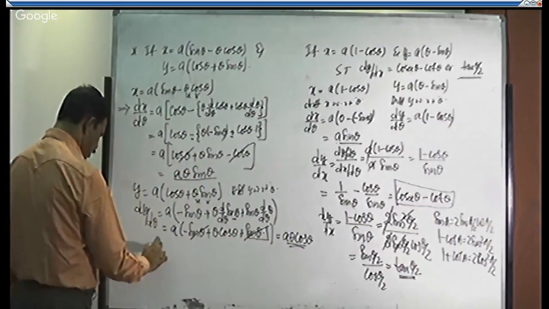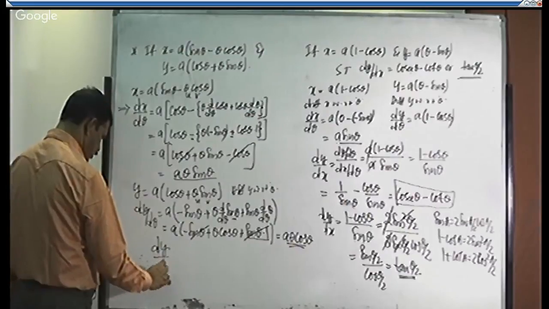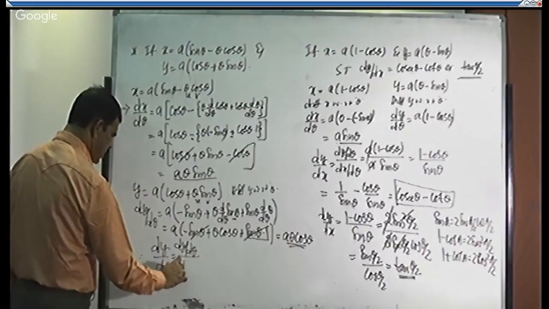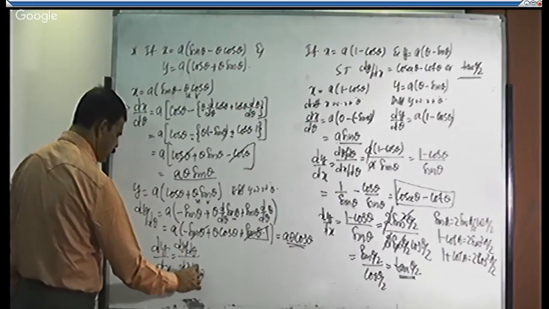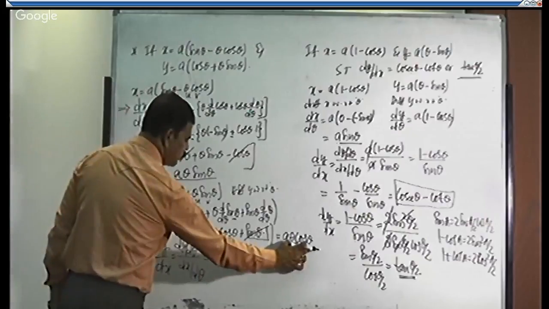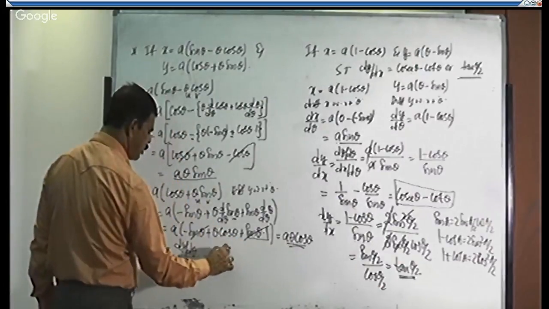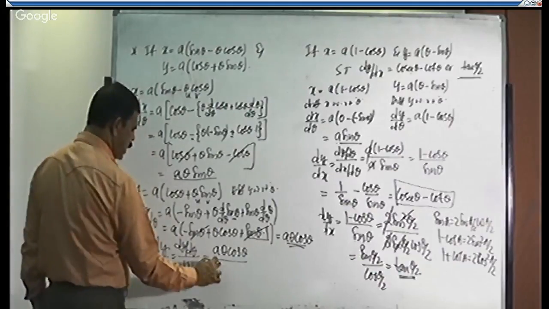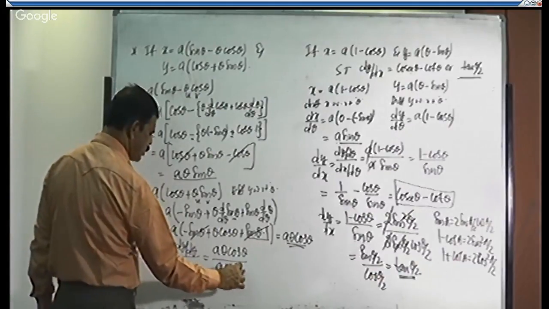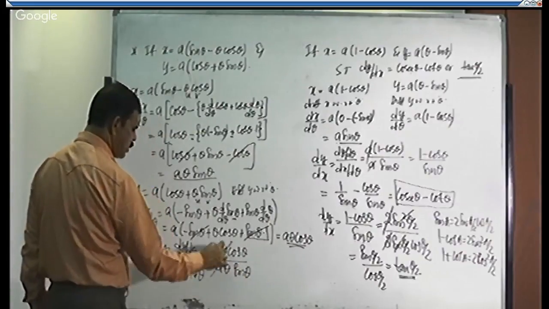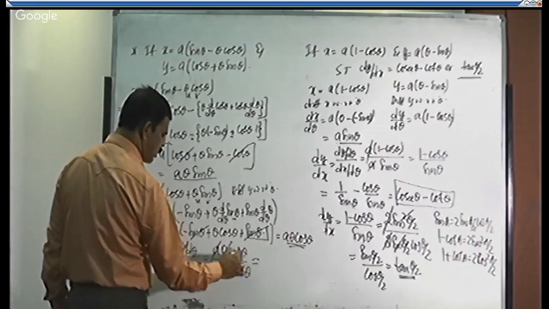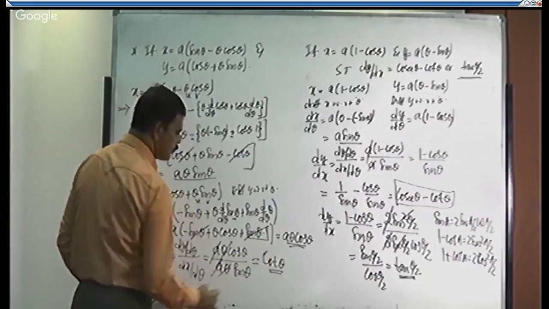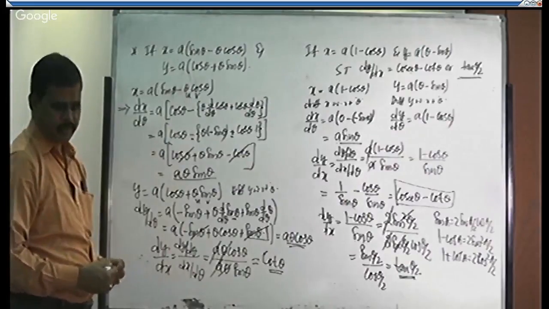Therefore, you take dy by dx. What is dy by dx? Dy by d theta divided by dx by d theta. Write dy by d theta. It is obtained as what? A into theta cos theta. Dx by d theta is what? A into theta into sin theta. A cancels, theta theta cancel. What is remaining? Cos theta by sin theta is cot theta. Cot theta, right?